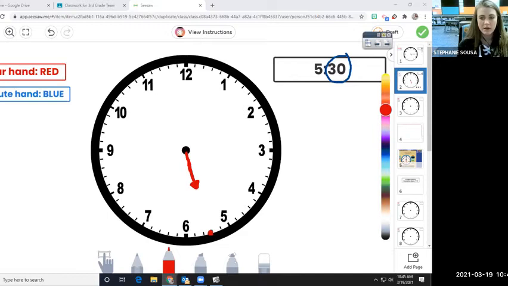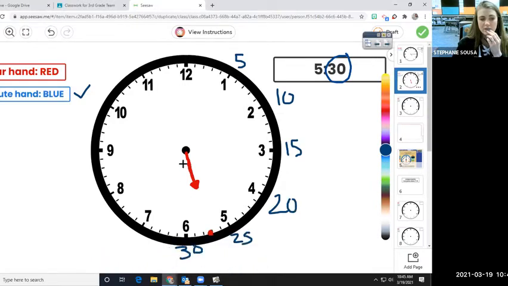Okay, now let's talk about our minute hand. Our minute hand is a lot longer, and that is going to get a lot closer to the edge of the clock. So let's switch to blue. We've got a key over here, and it tells us our minute hand is blue. And we know that 30 is going to be right on the 6. We have 5 minutes, 10 minutes, 15 minutes, 20 minutes, 25 minutes, and then 30 minutes, okay?